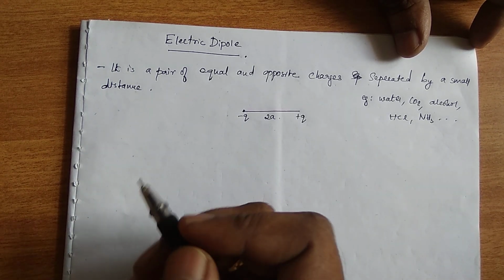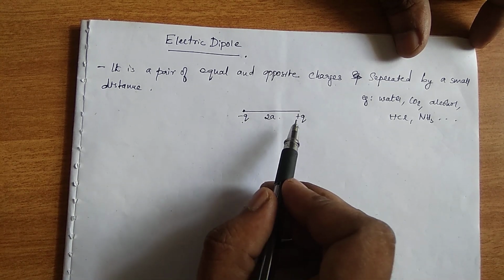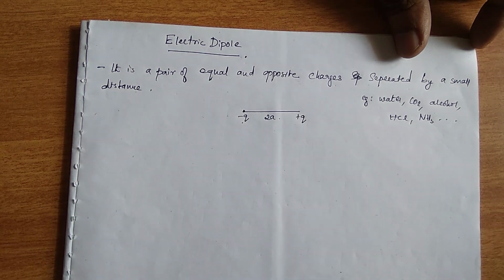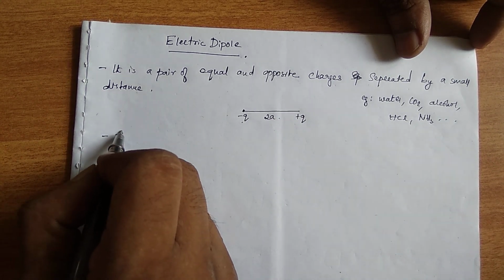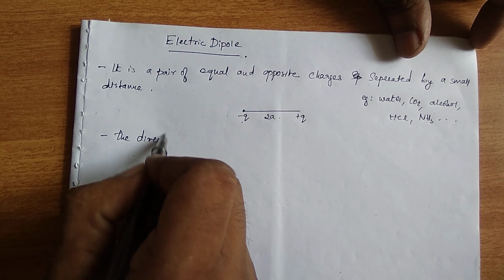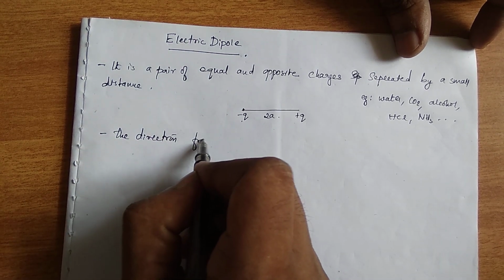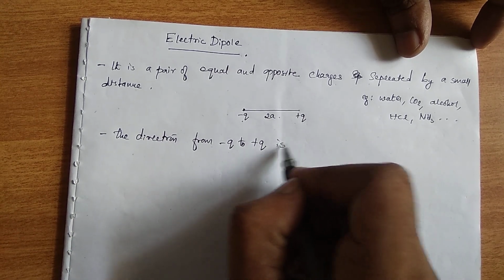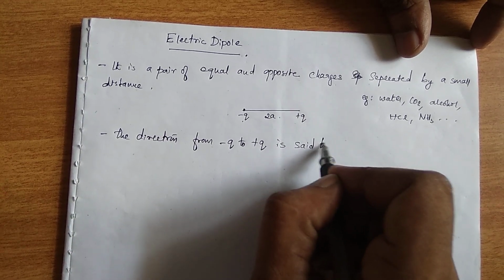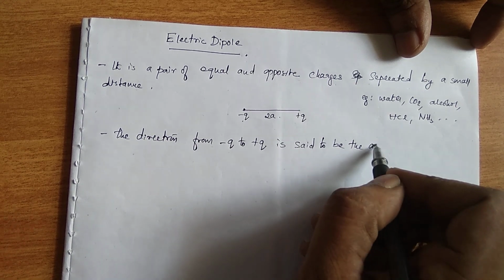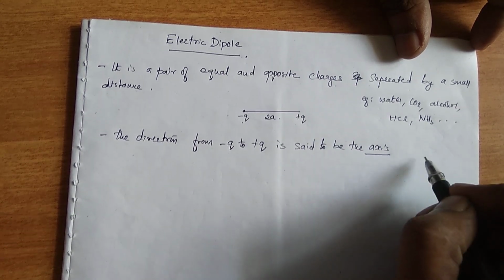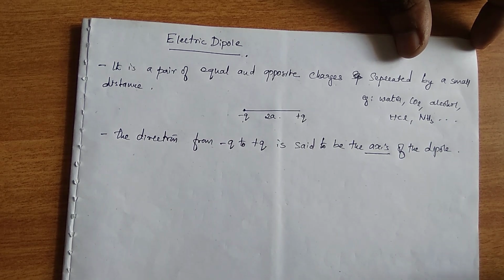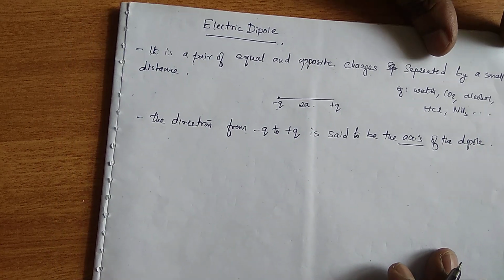The direction from minus q to plus q is said to be the axis of the dipole. Okay.